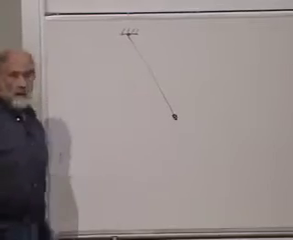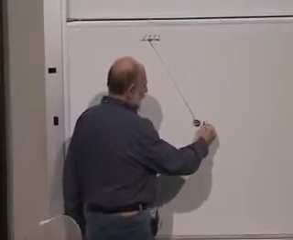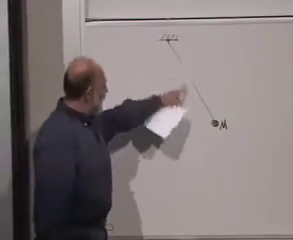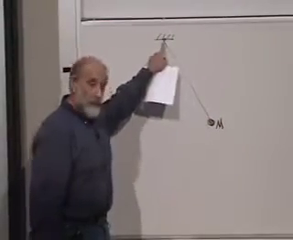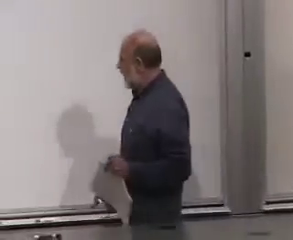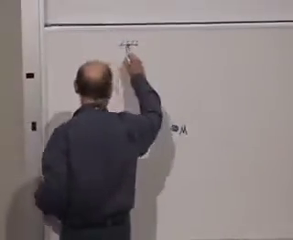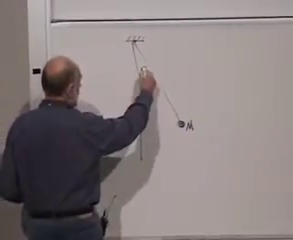The pendulum bob has mass m. It's connected by a rigid rod to a pivot at the ceiling. And we'll take the rigid rod to be so light that its mass is not important. So all of the mass is concentrated at the end of the pendulum. And the angle relative to the vertical is called theta.